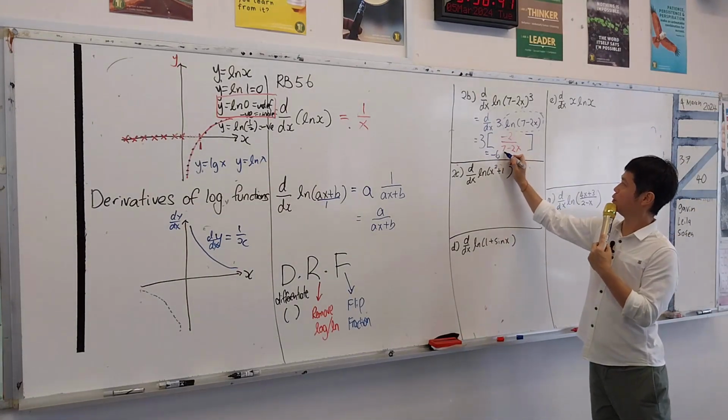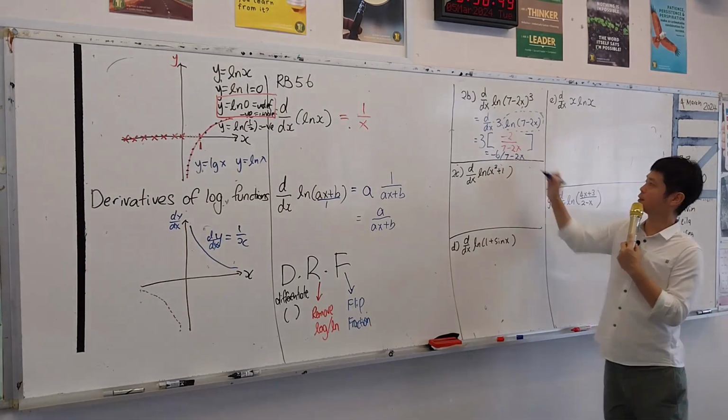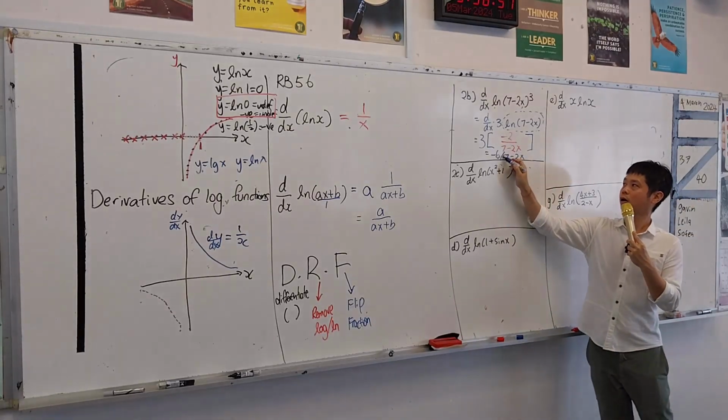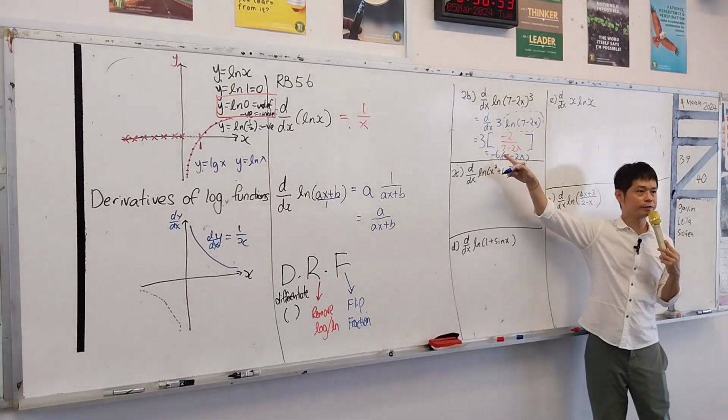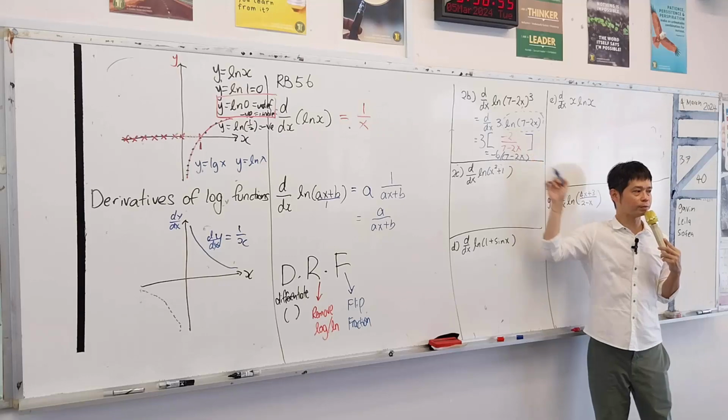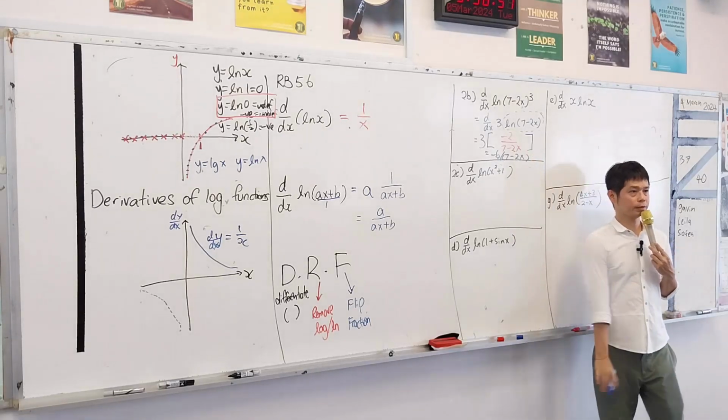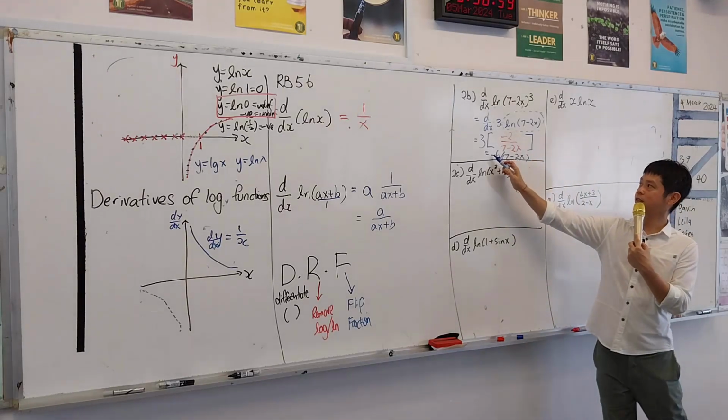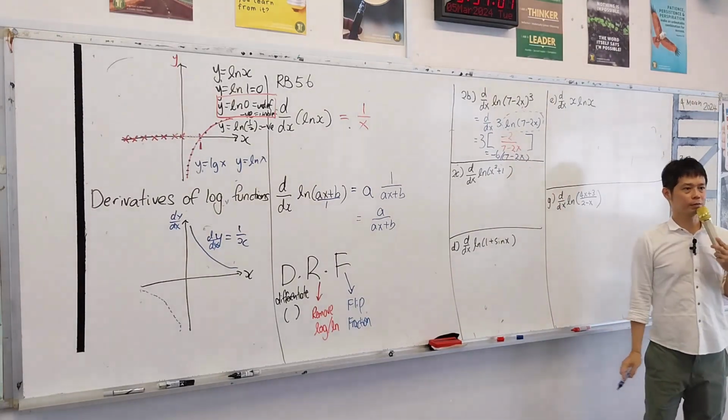Negative 6 over 7 minus 2x. Or positive 6 over 2x minus 7. Up to you. You can write positive 6 over 2x minus 7.